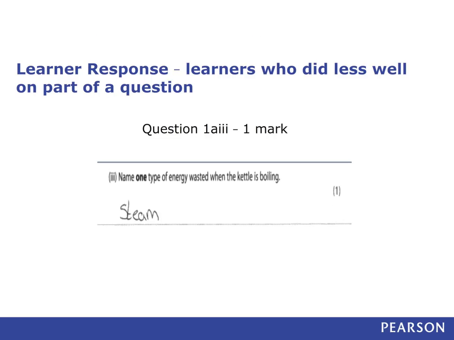A significant number of learners in Question 1A, Part 3 did not gain a mark here as they thought that steam was a form of energy that was wasted by the boiling kettle.